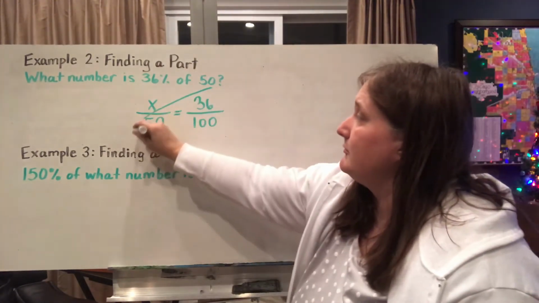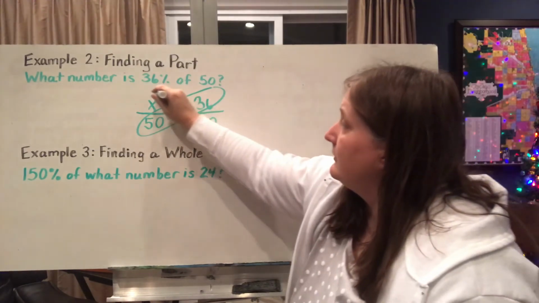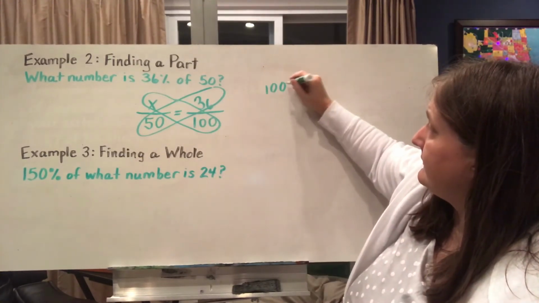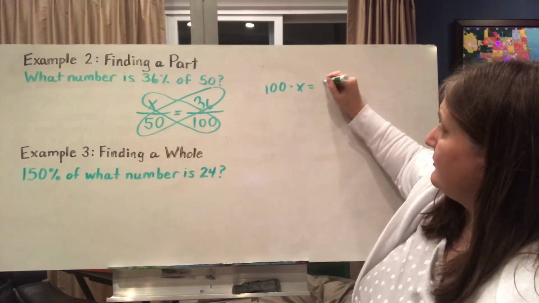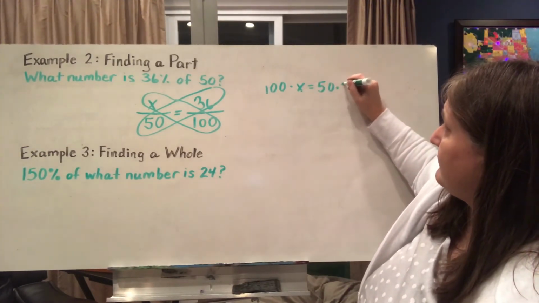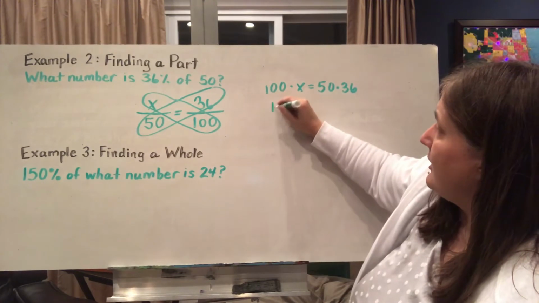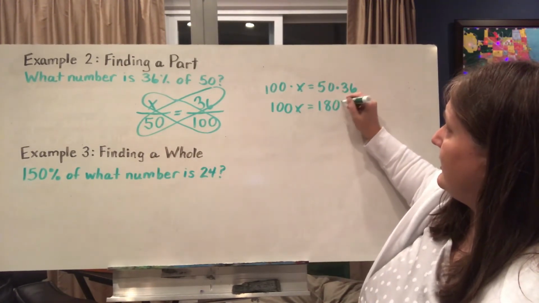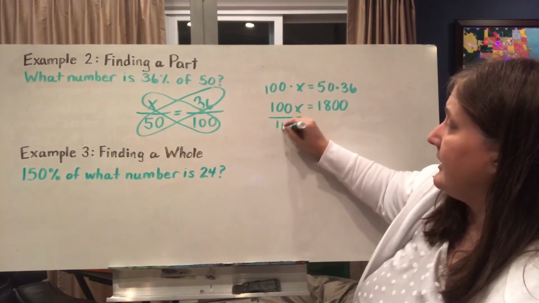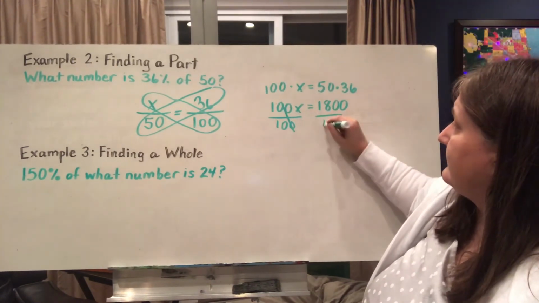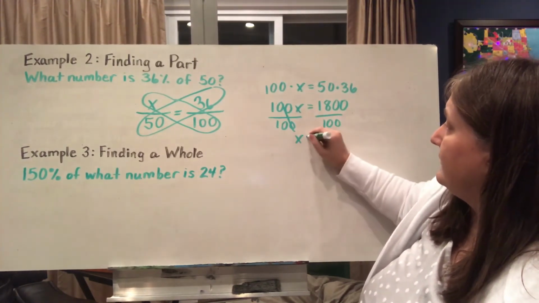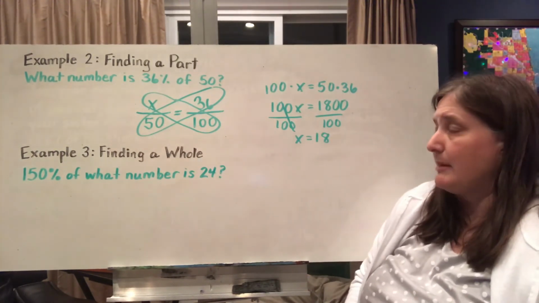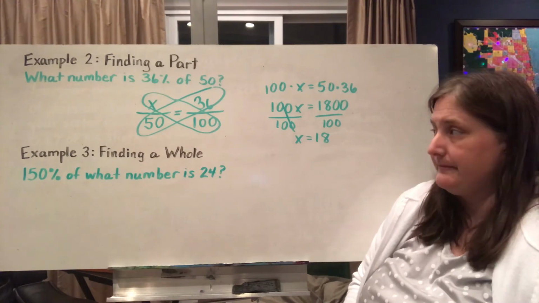So once again, I'm going to use my cross products. So 100 times x equals 50 times 36. So 100x equals 1,800. If I divide both sides by 100 to solve for x, I get x equals 18. So 18 out of 50 represents 36%.